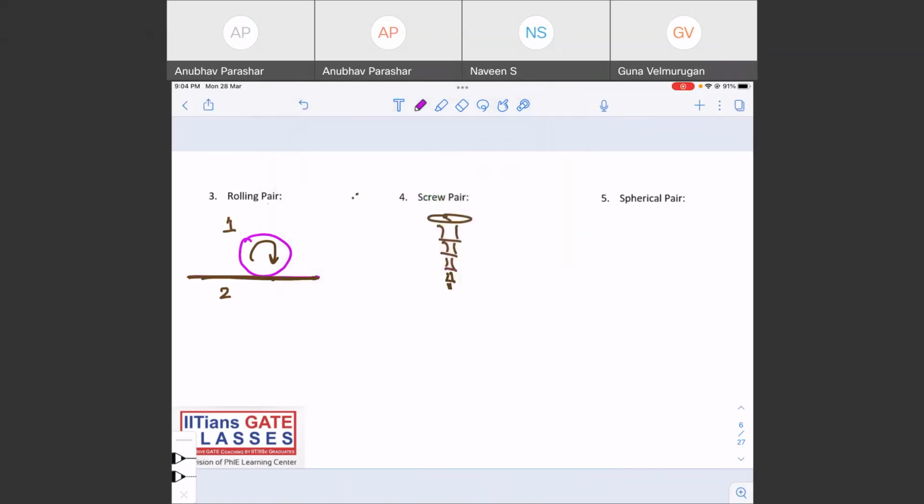It has both. At the same time it will also rotate and it will also move downwards. So rotation and sliding simultaneously. Rotation and sliding simultaneously. Okay, so what is a spherical pair?